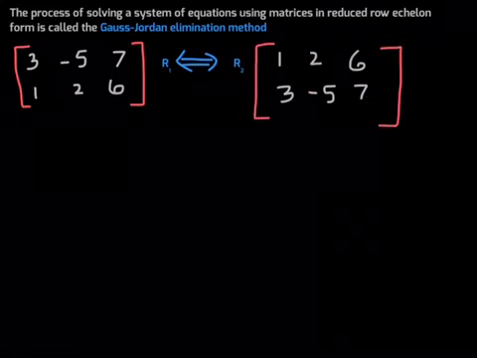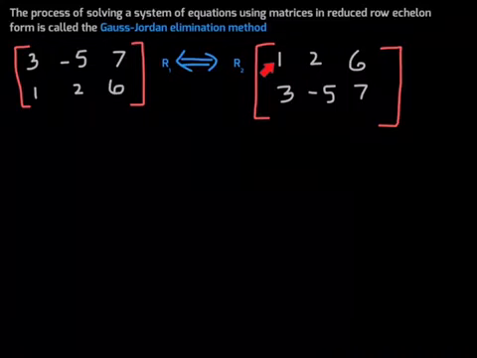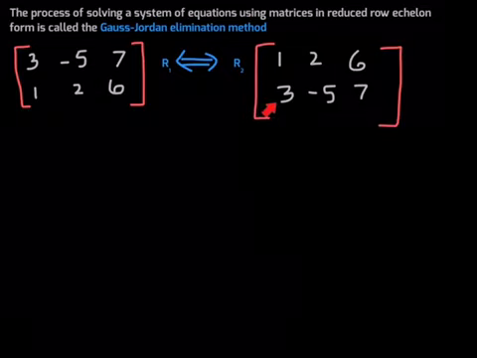Okay, very good. When you swap the rows, now you have what we call a leading 1. The first row, first column entry is a 1. Now we're going to shift our attention to the second row, first column entry, which is a 3. We need it to be a 0.